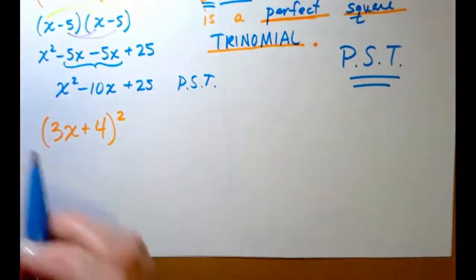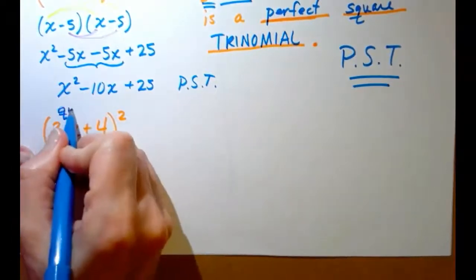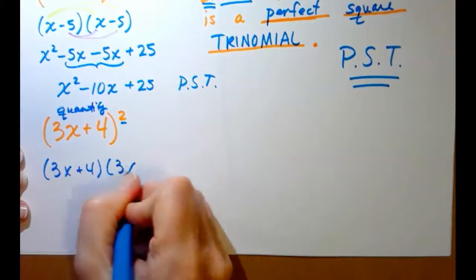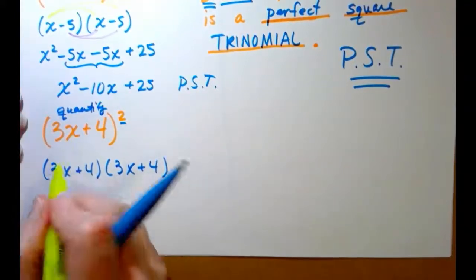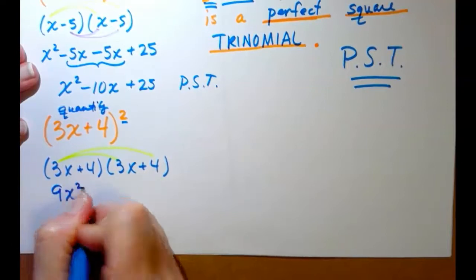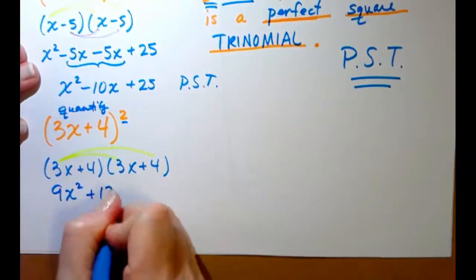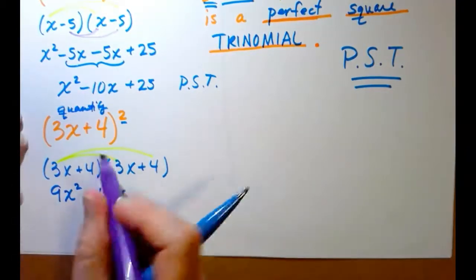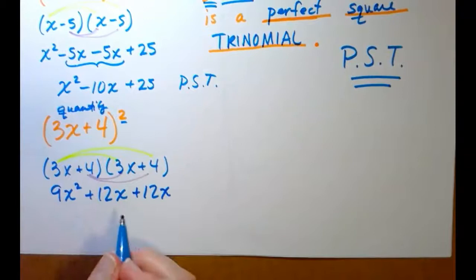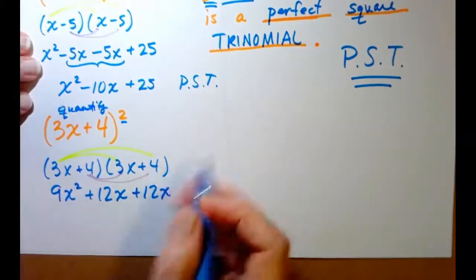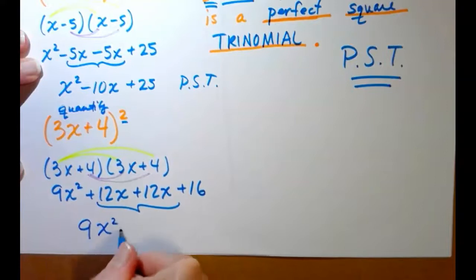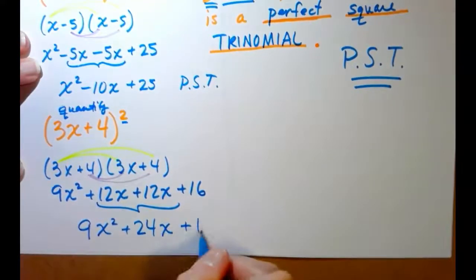Let's do it again here on the bottom with 3x plus 4. The quantity, all of it, being squared. So 3x plus 4 times 3x plus 4. So once again, do the double distribution. Distribute the 3x. 3x times 3x is 9x squared. 3x times 4 is plus 12x. Then distribute the 4. 4 times 3x is your second 12x. This middle term always doubles. 4 times 4 is 16. Once again, combine those like terms. 9x squared plus 24x plus 16.